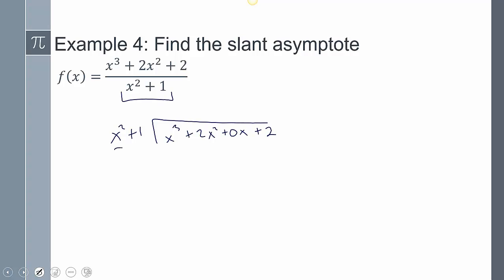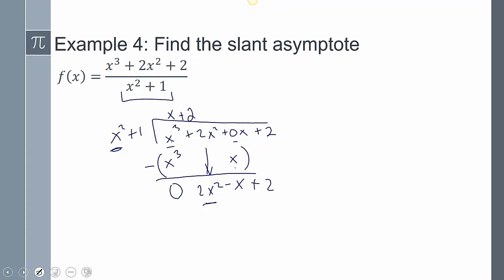So now dividing, x squared goes into x cubed, x times. Distributing through, you get x cubed and x. Now remember, we have to subtract. So x cubed minus x cubed is 0. 0 minus x is negative x. Bring down the 2x squared and the plus 2. So x squared goes into 2x squared 2 times. Multiply that through, you get 2x squared and 2. Subtract. So you're going to get 0 and 0, and then bring down the negative x.